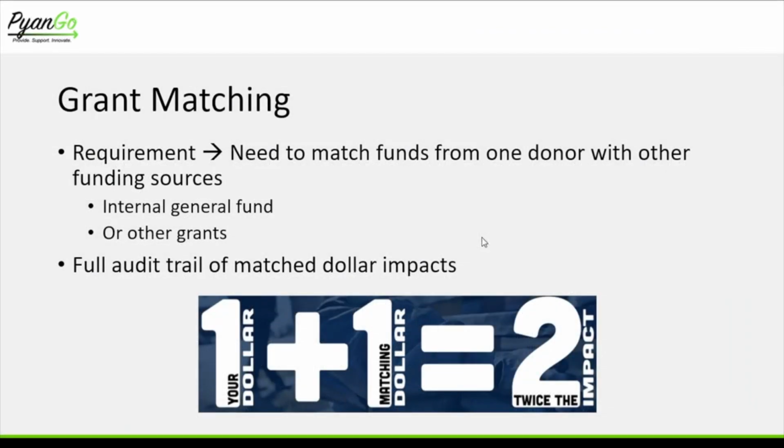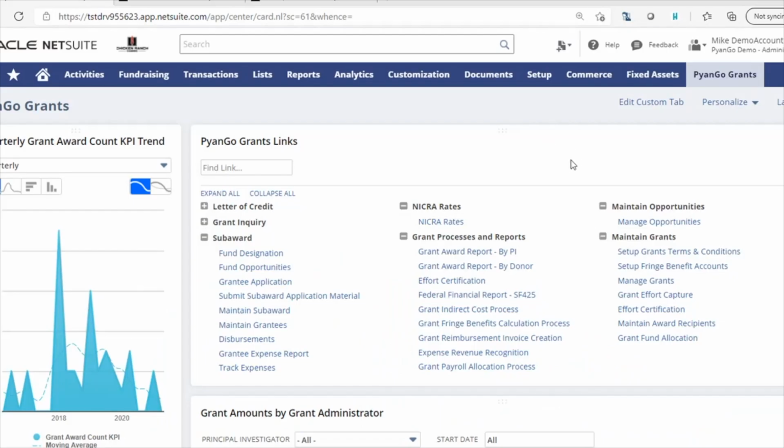Many donors require that when a nonprofit receives funding, they match dollar for dollar with other funding sources. The matched amount could be sourced from an internal general fund or from other funds serving the same mission or program. PyanGo supports matching in two ways, either by a scheduled process run at the end of a period or in real time as transactions occur. Let's look at both of these.